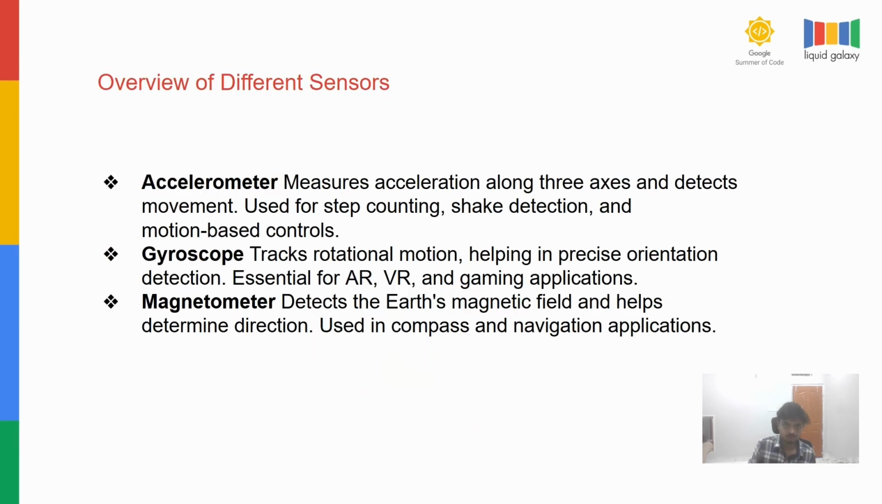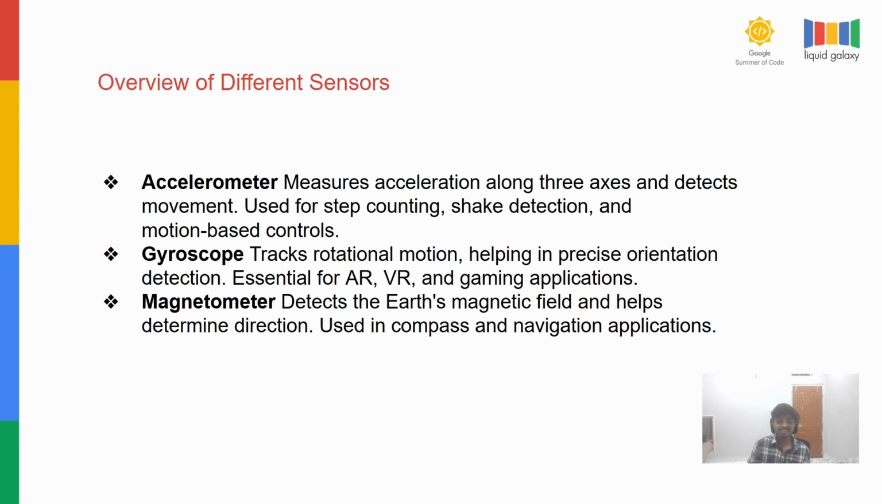So let's go through some different sensors. Let me tell you about some sensors one by one. The first sensor is the accelerometer. It measures acceleration along three axes and detects movement, used for step counting, shake detection, and motion-based controls. Gyroscope. It tracks rotational motion, helping in precise orientation detection, essential for AR/VR and gaming applications.